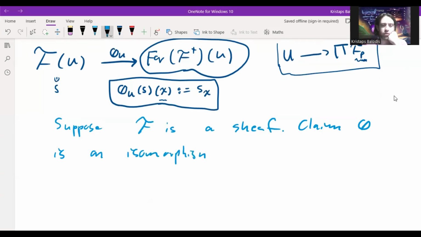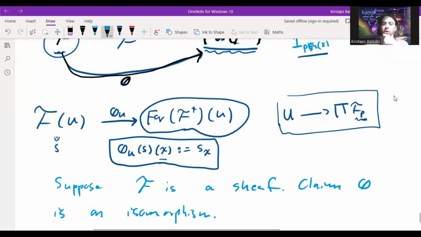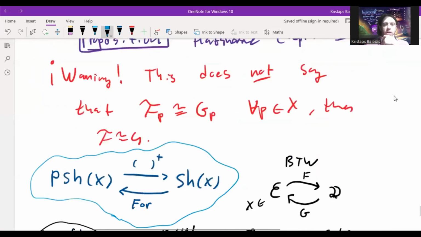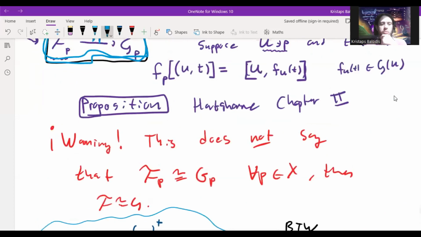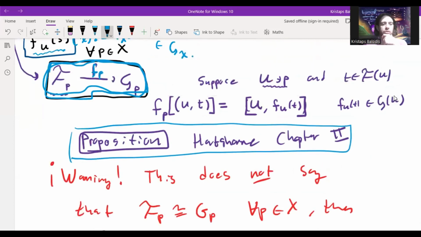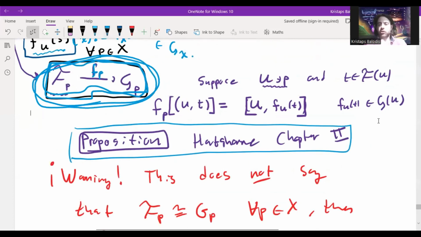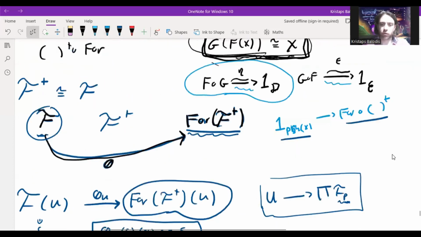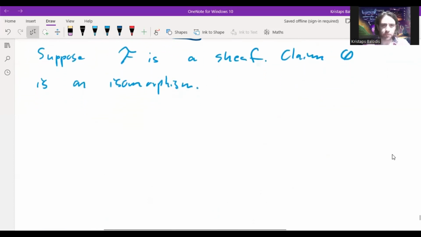And we're going to use this result. If you're upset as to why I didn't explain why this proposition from Hartshorne is true last time, which says it's enough to check the induced map on all the stalks, well, I think the proof there is pretty clear. Again, maybe if you ask me nicely in the comments, I can walk through it in a future video. Okay, suppose F is a sheaf. We want this thing to be an isomorphism.